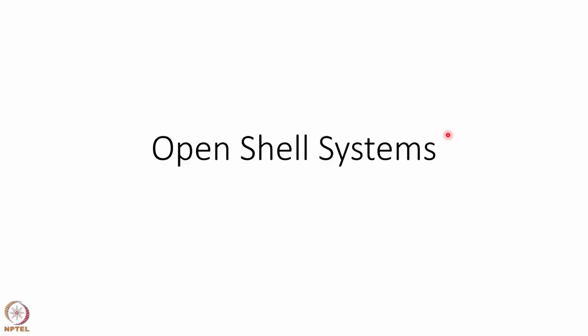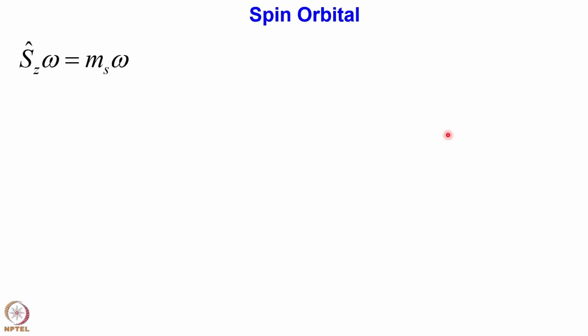Hello, in this lecture we are going to learn about open shell systems. Open shell systems are generally more complicated than the closed shell system where all the electrons are paired, but it also gives the most interesting chemistry. So many of the interesting chemical processes actually happen involving open shell systems.